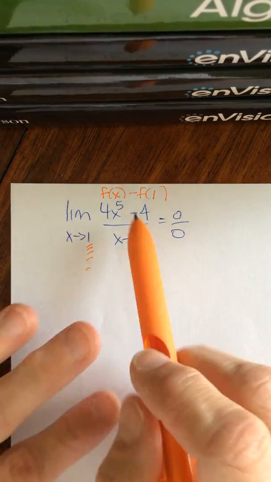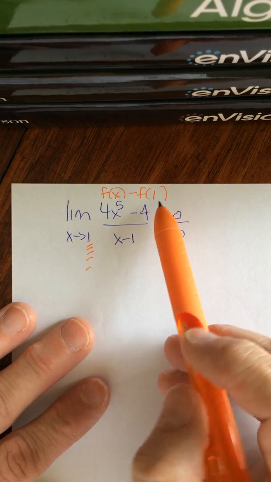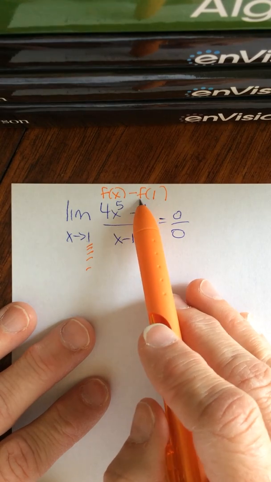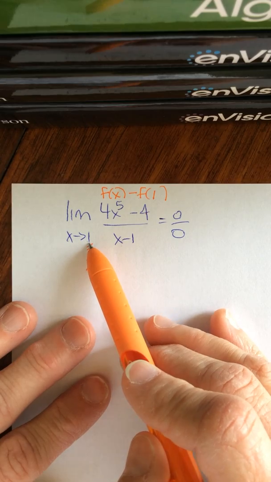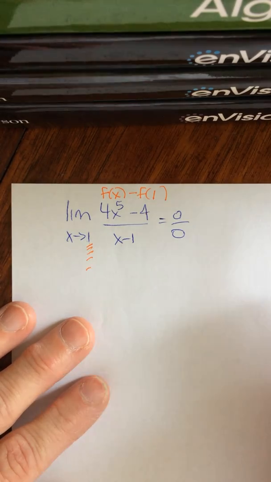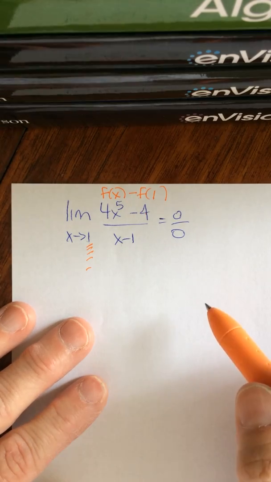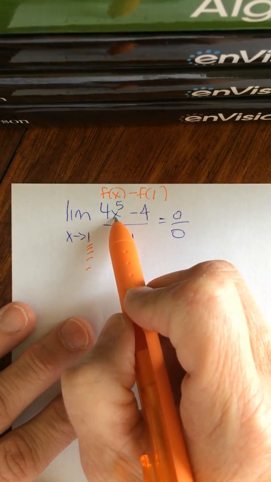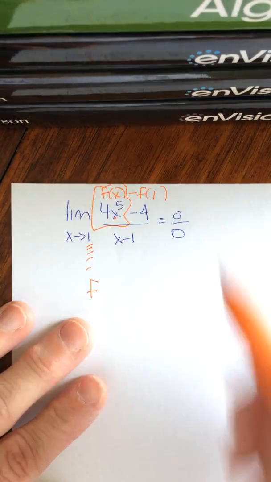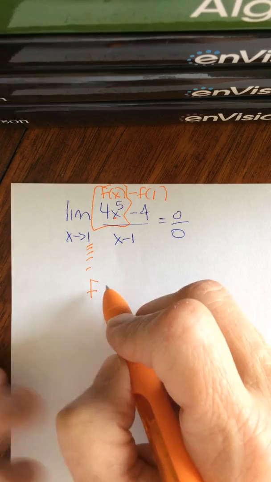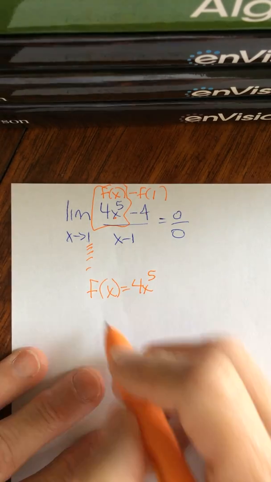How would I know what 4 has to be the result of? Well, 4 has to be the result of evaluating f at a number. And how do I know what number that would be? It would be this number right here. Okay, so now the question is, what's the function? Well, our function is going to be this piece right here. So f of x equals 4x to the 5th.